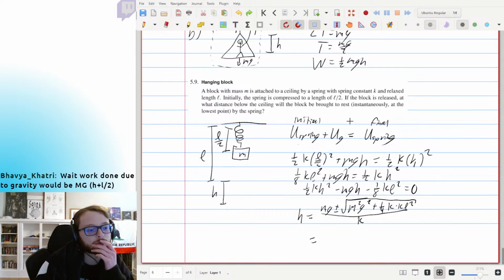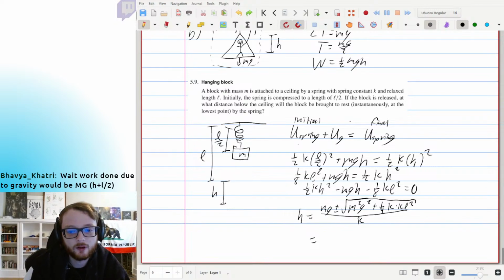Work done due to gravity should be mg. You're right with this, because I initially defined h differently, right? And I never updated it. Thank you. H plus L over 2? Yeah, okay, I like that. Good catch.